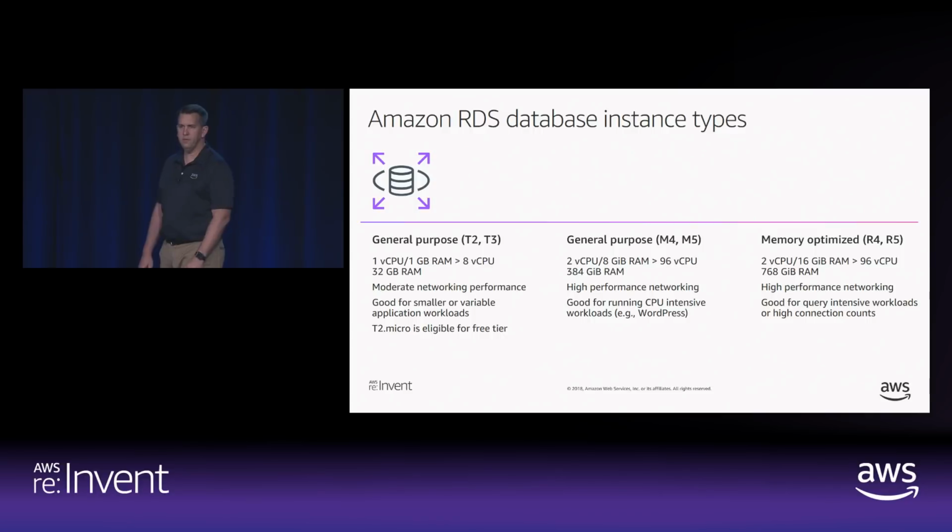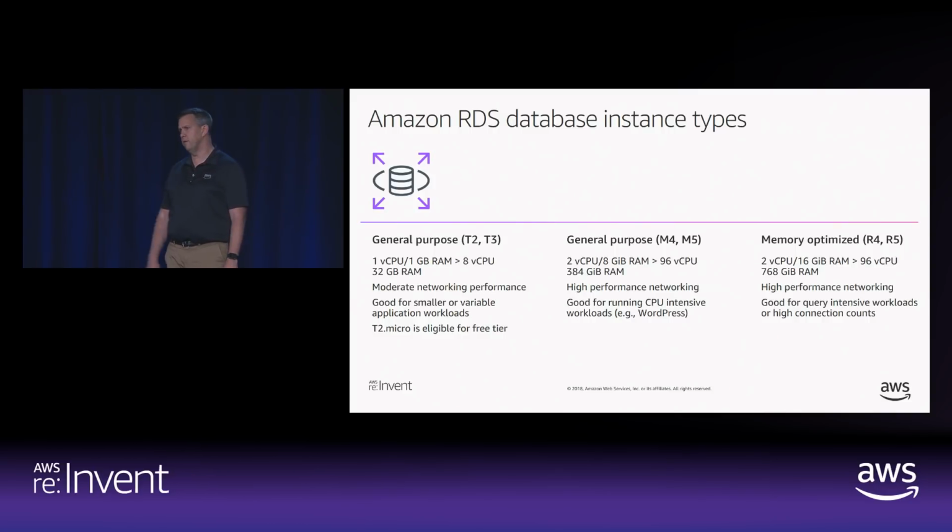So for T, we think about that as sort of the smaller or variable application workloads. We'll talk a lot more about the T behavior for databases. In the M4, and recently we released M5 support. So that goes up to the M5 24 XL up to 96 vCPUs, 384 gig of RAM. It might be even higher than that. High performance networking. So this is really good if you're running a heavy duty CPU intensive workload. So if you're running a big WordPress site or you're running some other third-party software that needs lots of CPU, the M series is a great choice.